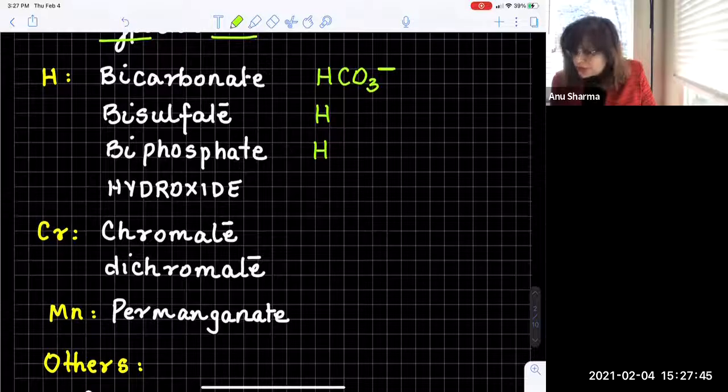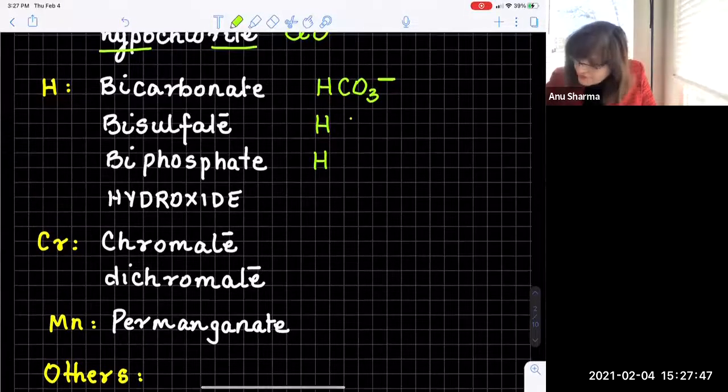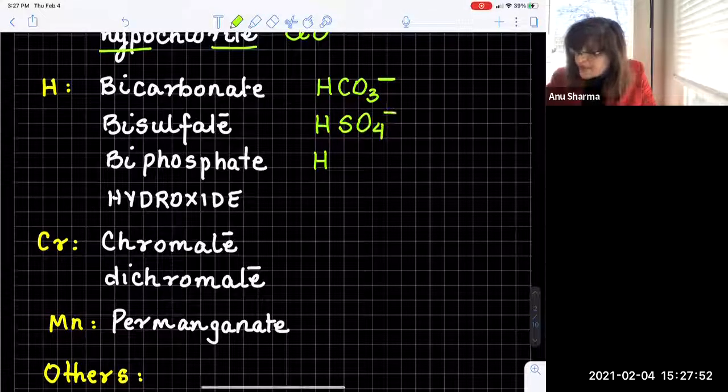One negative charge. Now let's look at bisulfate. Sulfate has 2 negative charges, but one of the charges gets neutralized with the hydrogen.